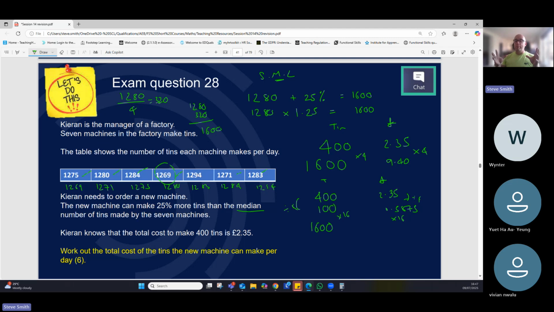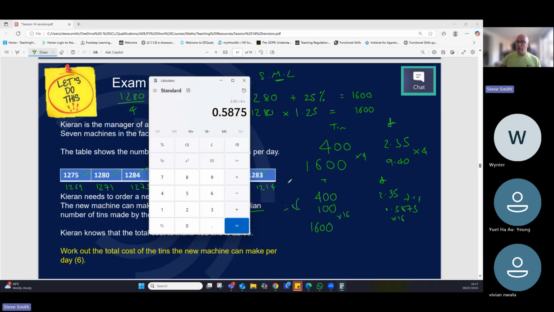So when it comes to direct proportion, if you don't see the direct relationship between 400 and 1600, then look at whether you can work out the cost for 10 tins, 100 tins, 1 tin. What did I do to get it to 100? I divided it by 4, so I divide the cost by 4. Now I can go from 100 to 1600 because I times it by 16.